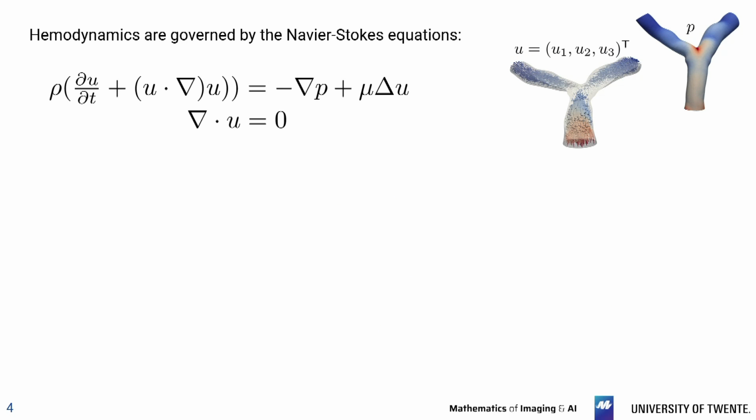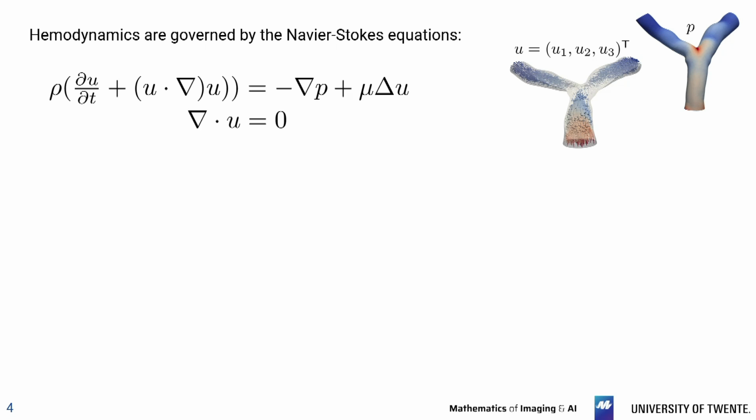Okay, so hemodynamics in arteries are usually modeled by the Navier-Stokes equations, the incompressible ones that you can see here, which consist of the momentum equation, the conservation of momentum, and the conservation of mass. And here U is the three-dimensional velocity vector, P is the pressure, and rho and mu come from the material properties of the fluid.